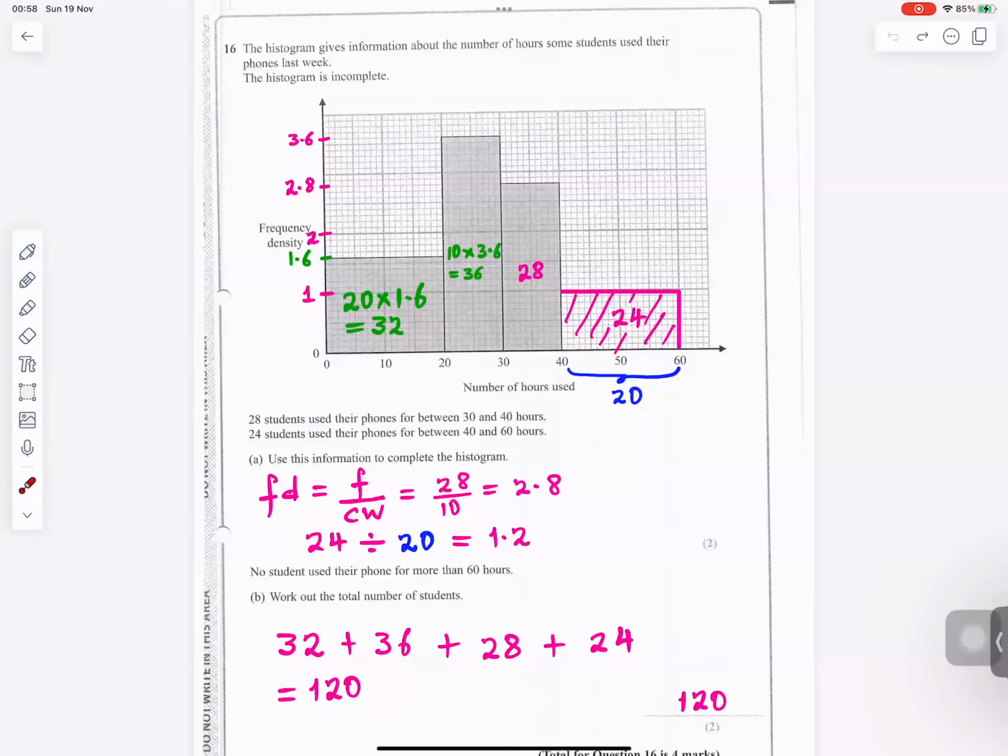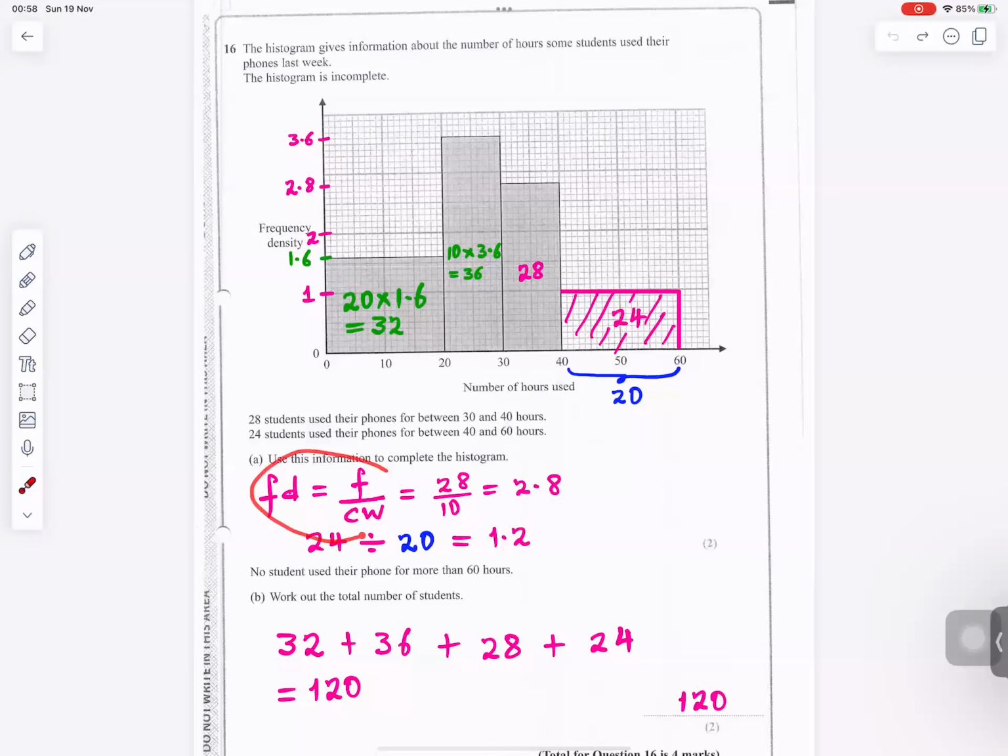Question number 16. The histogram gives information about the number of hours some students used their phones last week. The histogram is incomplete. 28 students used their phone between 30 and 40 hours. 24 students used their phone between 40 and 60 hours. Use the information to complete the histogram.